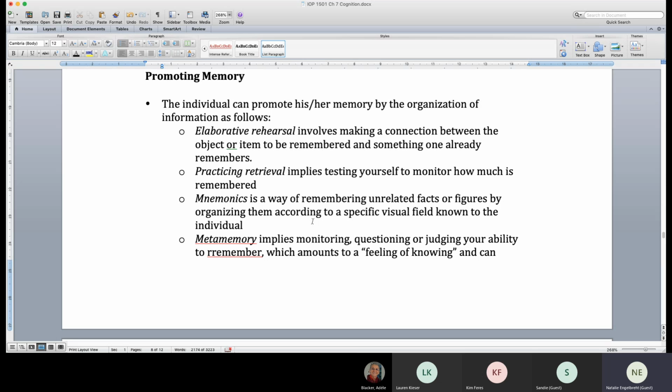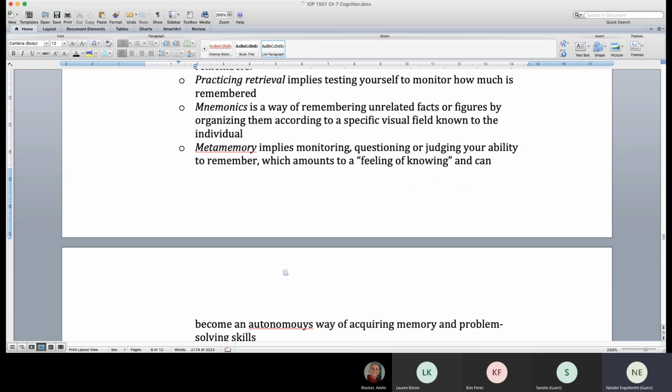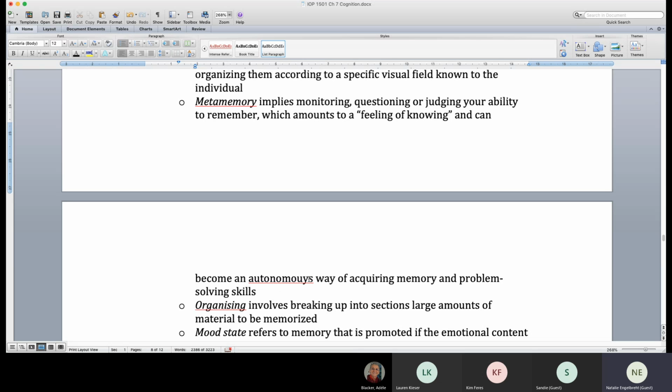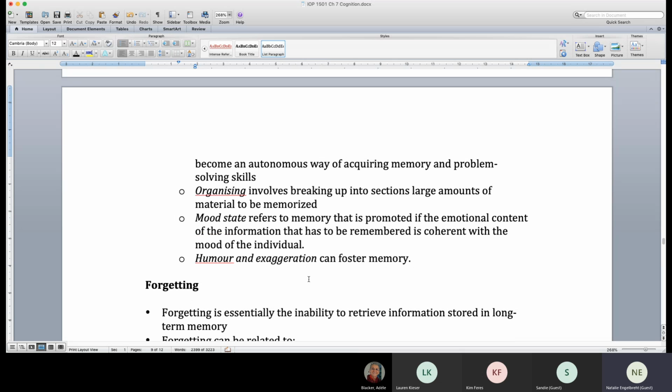Meta memory implies monitoring, questioning, or judging your ability to remember, which amounts to feelings of knowing and can become an autonomous way of acquiring memory and problem solving. Organizing involves breaking up into sections large amounts of material to be memorized, like you have to do for your exams. Mood state refers to memory that is promoted if the emotional content of the information that has to be remembered is coherent with the mood of the individual.